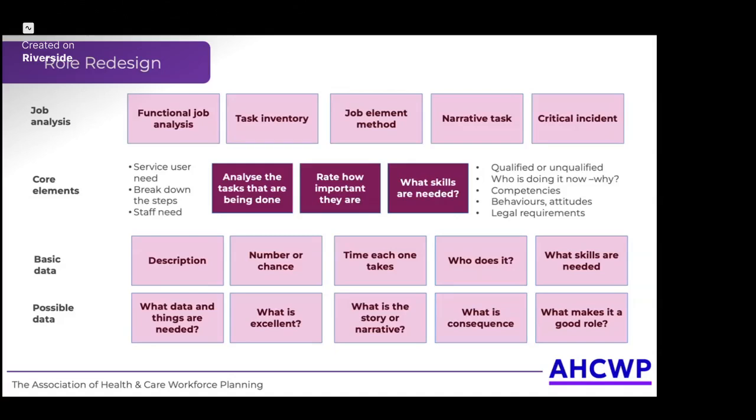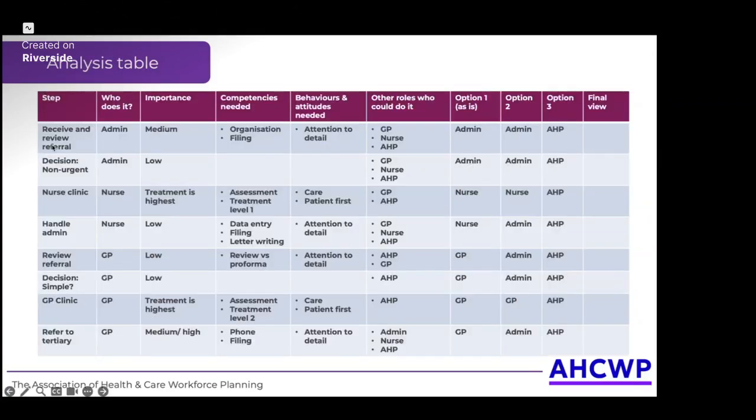And then you can consider the various bits of basic data: the description, the number or chance, the time each one takes, who does it, and what skills are needed. And add any of the possible data that you might want. For example, what data and things are needed, what's excellent, what the story is, what the consequences of doing it are, and what makes it a good role. And you can put all of that into a table.